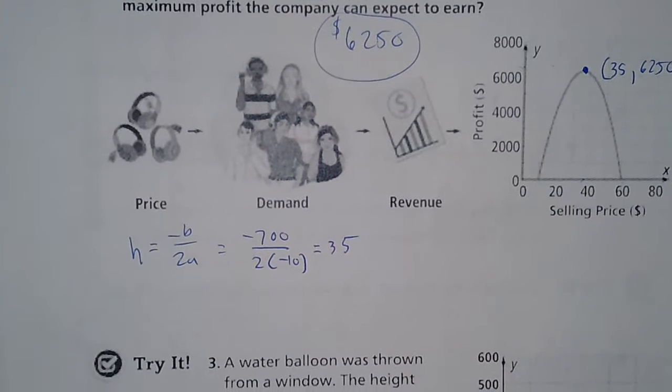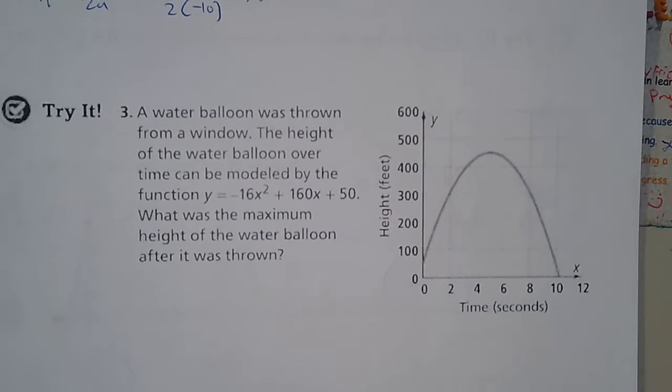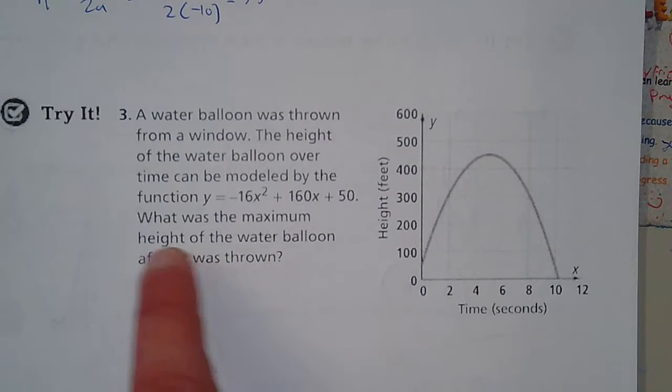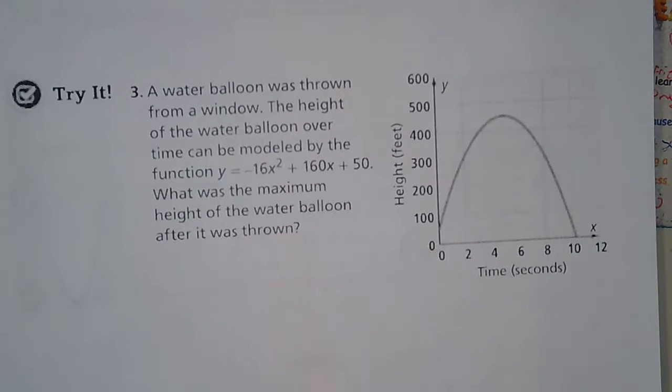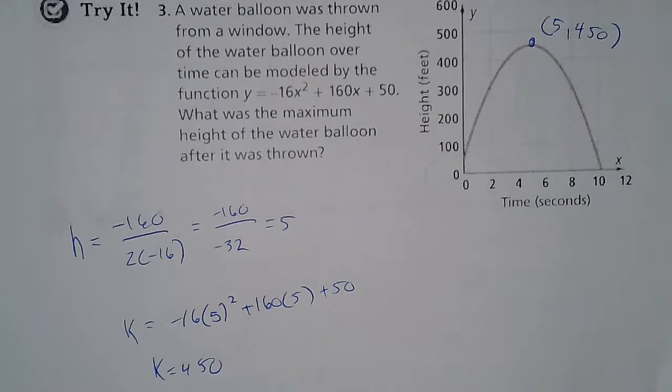All right, so there's a problem right below here that's kind of the same scenario. It's about a water balloon being thrown out of a window, but it gives you an equation and asks for the maximum height. So take a second here and see if you can figure this one out. Try to get that coordinate, get that max height, and see what you get.